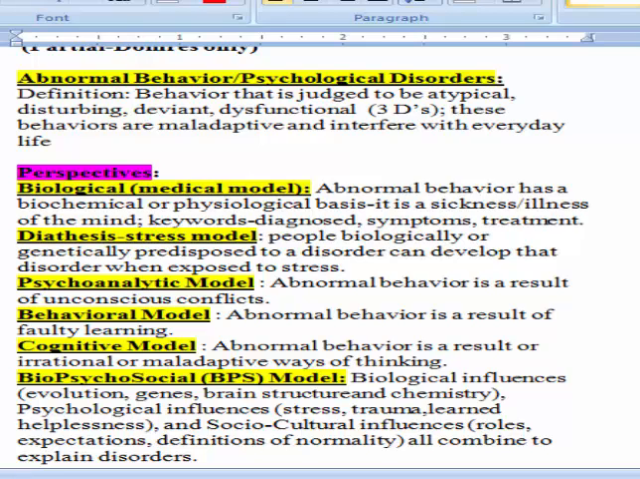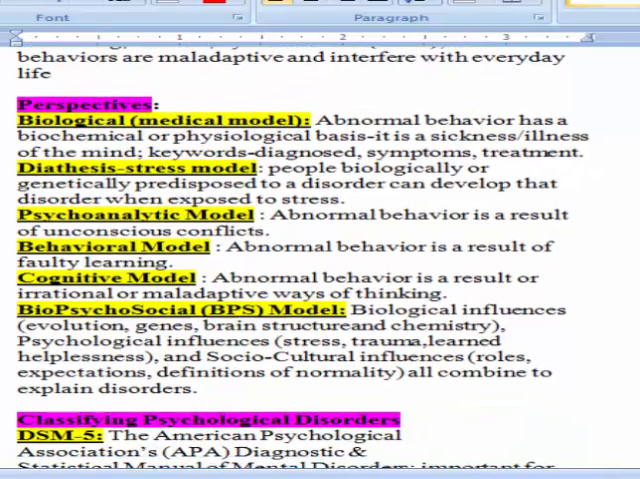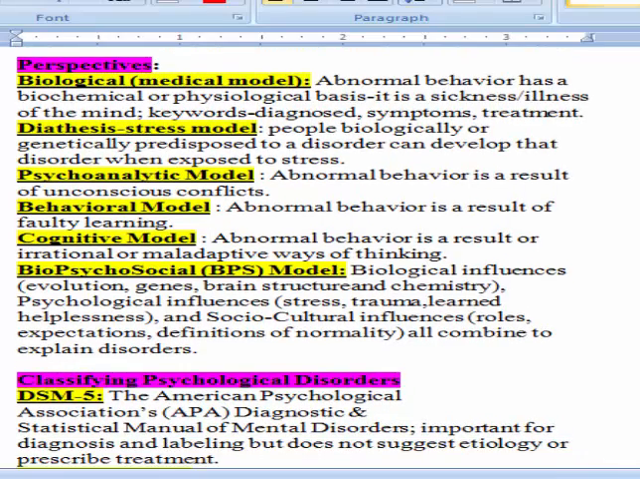In terms of perspectives, it kind of takes us back to more of a chapter 1 type of thinking. The approach that you take sort of explains how you then explain each of the disorders. So remember that there's the biological model, which is more of a medical model, and it says that abnormal behavior has a biochemical or physiological basis. What that means is it's a sickness, it's an illness, it's something that can be treated. So think about it like you go to the doctor and you get medication, right? So it's just kind of that line of thinking.